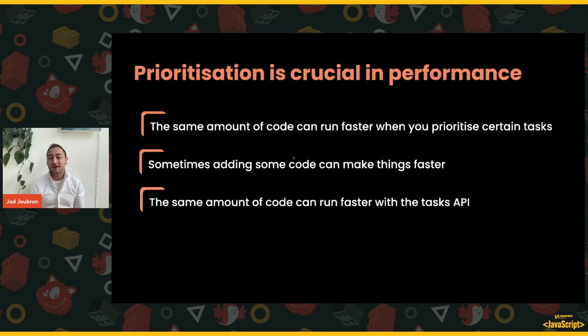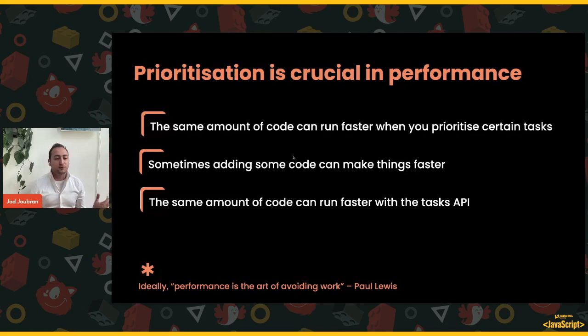Also, sometimes adding a little bit more code can make things faster, but it depends on what this code is doing. What I want to tell you is that I'm going to teach you about the tasks API in a bit, and you're going to see that we add a little bit of code to something that already exists, and that's going to make it run faster, just because it's really hooking into how the browser is running JavaScript.